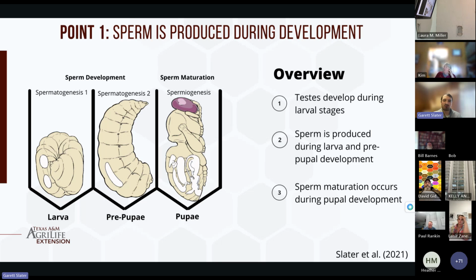This stage is really important because this is the first stage of sperm production. We call this spermatogenesis number one. What that means is they're producing these sperm cells, and producing enough sperm cells for fertilization and mating afterwards. Then once the cell is capped and the larva spins a cocoon into this prepupa stage, this is spermatogenesis stage number two. They're basically producing sperm during this 2 to 3 day window from the fifth instar larva into the prepupa stage. After this, drones can never produce sperm ever again. So this stage is extremely important.